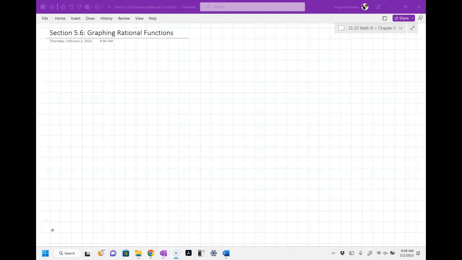Section 5.6, graphing rational functions. Rational functions is kind of what we just did, right? There were fractions, maybe a number 2 over an x minus 3 on the bottom, something like that. So we want to graph those things.